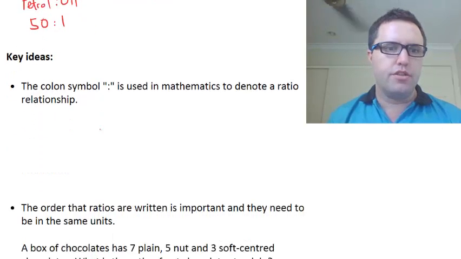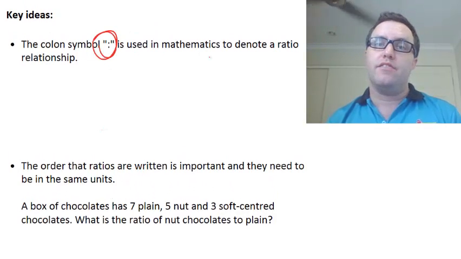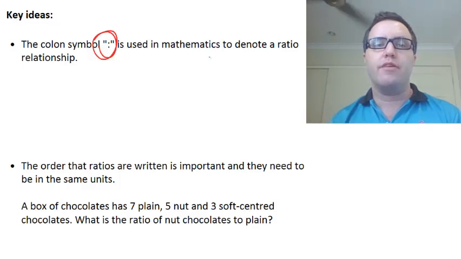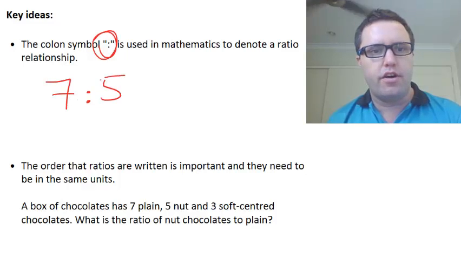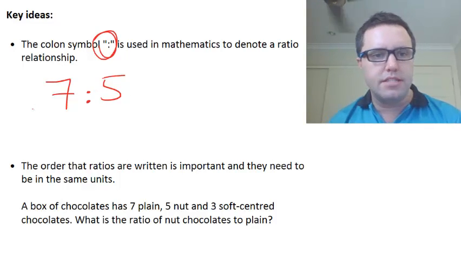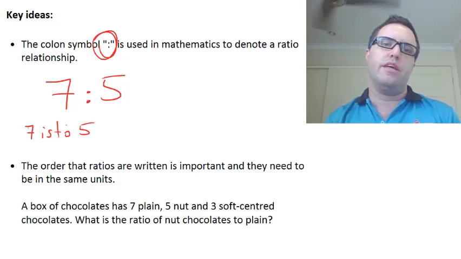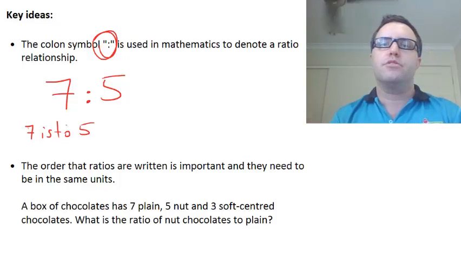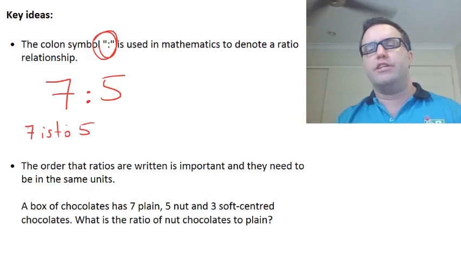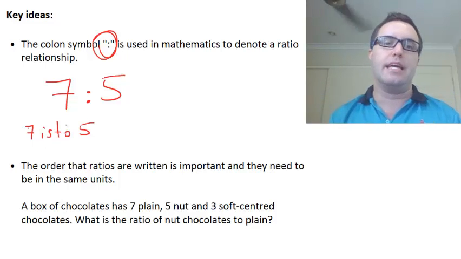Some of our key ideas: the colon symbol. This symbol is used in mathematics to denote a ratio relationship. If we have 7:5, the way you want to read this is that the ratio is 7:5. So, what's the ratio of apples to oranges in that basket you've got there? The ratio is 7:5. That's the way it's going to get communicated.